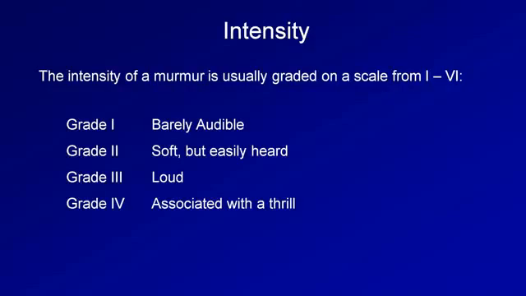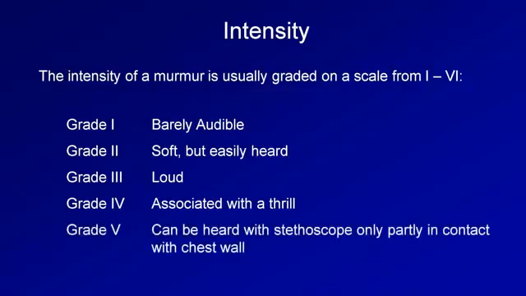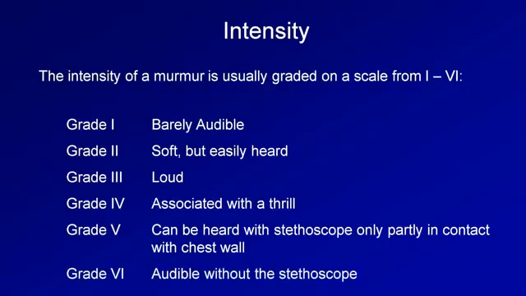With a grade 5 murmur, the murmur is audible with the stethoscope only partly in contact with the chest wall, for example if it's resting on its side. And grade 6 murmurs are audible without a stethoscope at all, just by putting one's ear close to the chest. Obviously, this scale is highly subjective and depends as much on the hearing of the examiner, quality of the stethoscope, and ambient room noise as it does on the murmur itself.